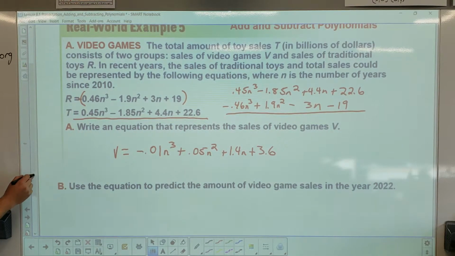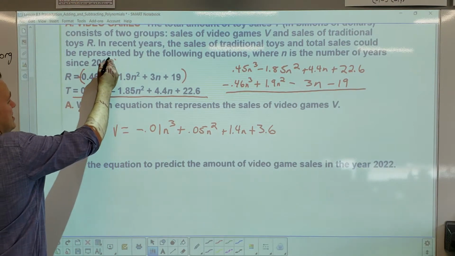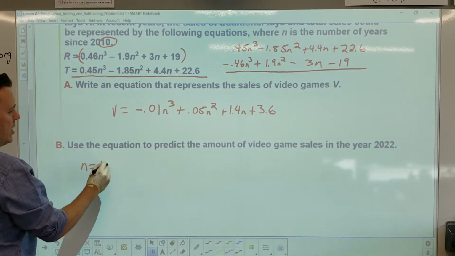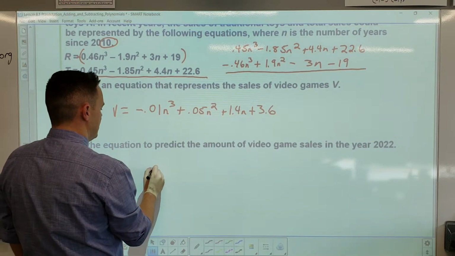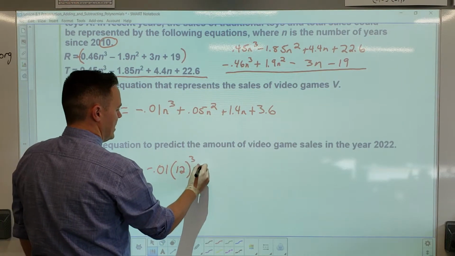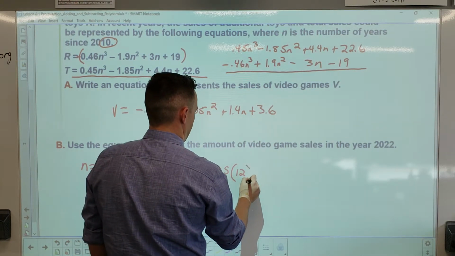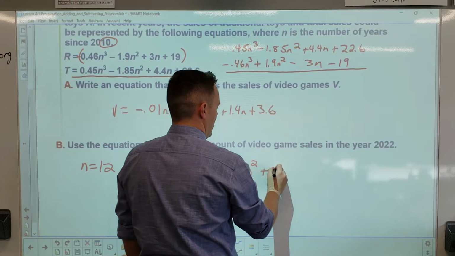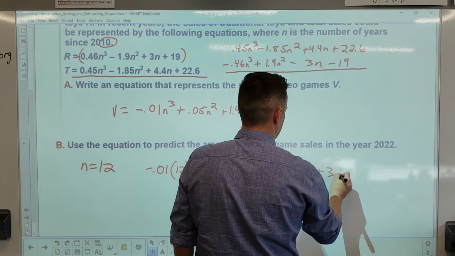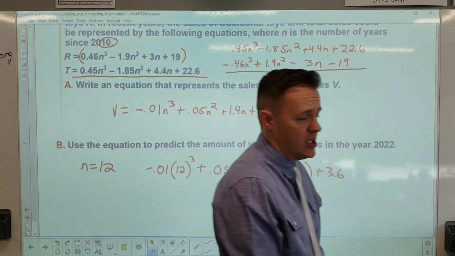Now it says, using the equation, predict the same amount of video games sold in the year 2022. Well, my equation says N equals 2010. So how many years is that? N equals 12. So if N equals 12, you would just type this in your calculator. It would be 12 to the third, squared, plus 1.4 times 12, plus 3.6. You put that in, ladies and gentlemen, and you hit enter on your calculator, and you should get your result.